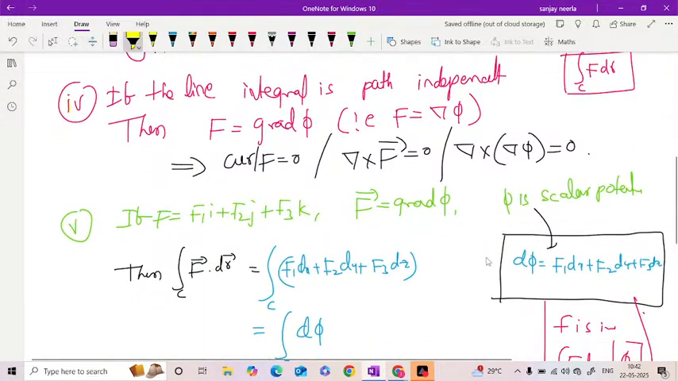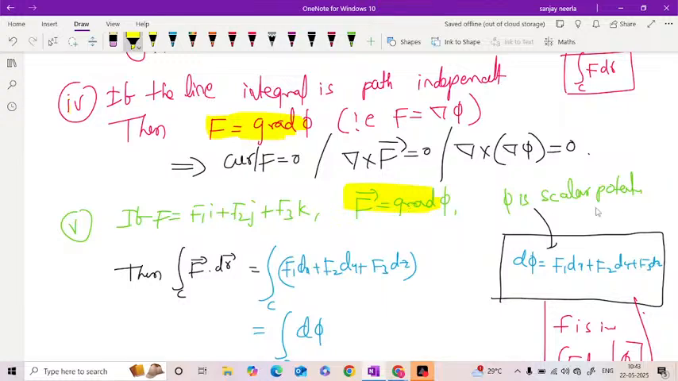Now the fourth one is: if the line integral path is independent, definitely there exists an F, then F is equal to gradient of phi, definitely. Okay, that is the statement. And the fifth one is: if F is equal to F1 i plus F2 j plus F3 k and F is equal to the gradient of phi and phi is the scalar potential field, that means definitely we will write d phi is equal to F1 dx plus F2 dy plus F3 dz.